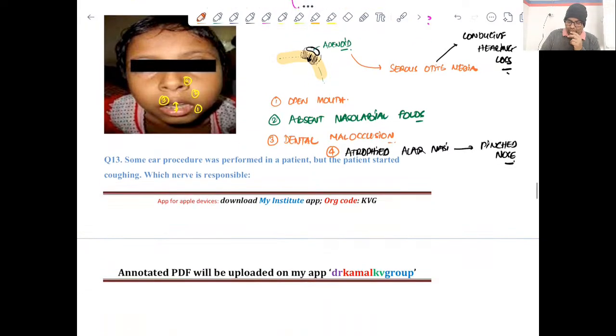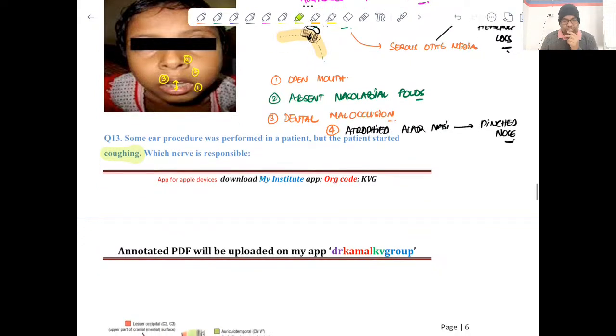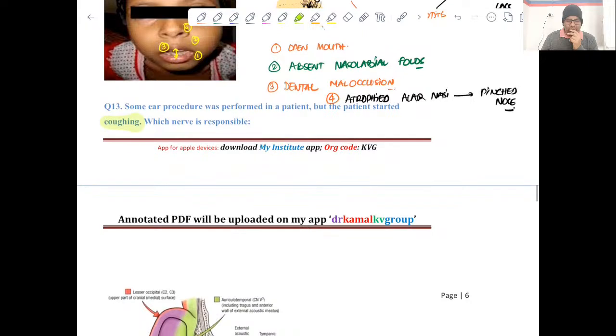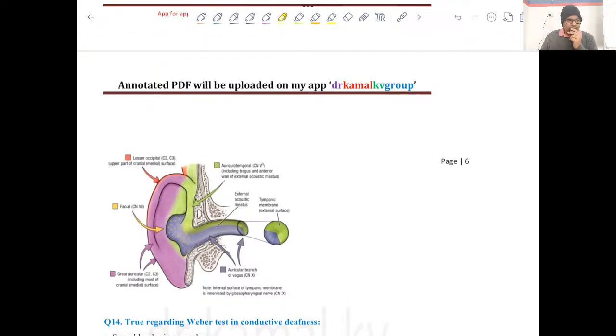Clear? Moving forward. Now, some ear procedure was done and the patient started coughing. Now, this is because of irritation of which nerve? To understand this, we should know the nerve supply of external ear. And if you look clearly, there are a few nerves on the lateral aspect of external ear.